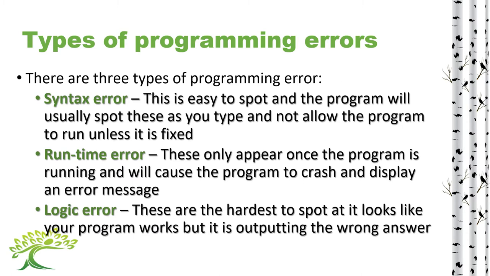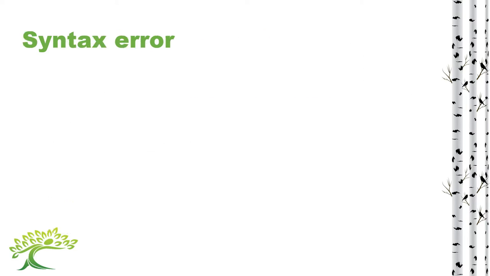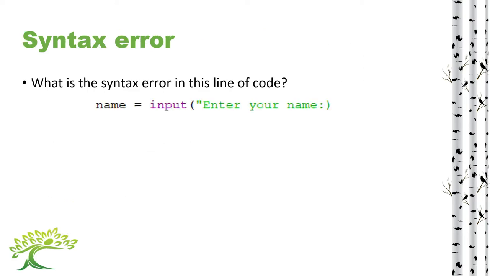We then have logic errors, and as it says here, these are the hardest to spot because the program is working, but it's producing the wrong result. They're incredibly frustrating to deal with. And this is where your rubber duck comes in.